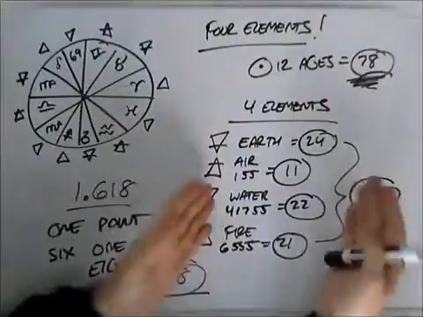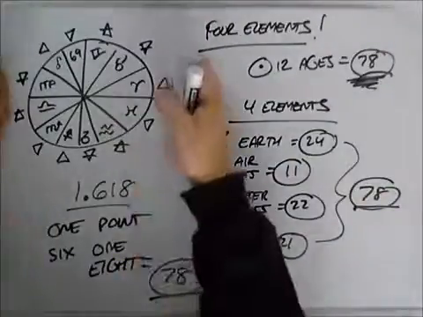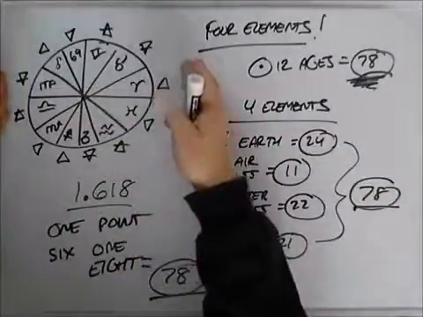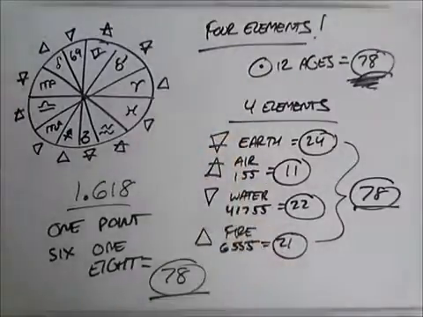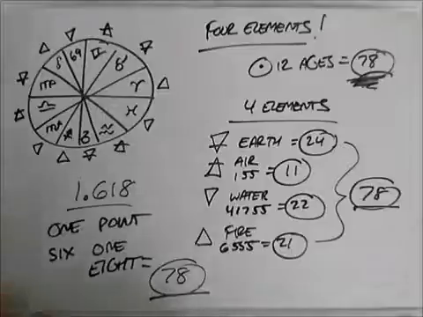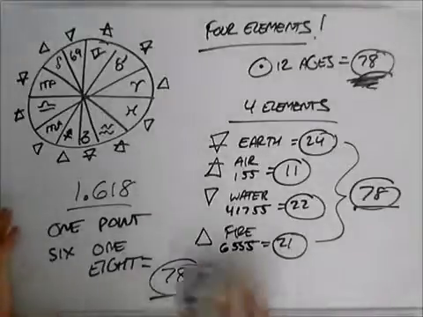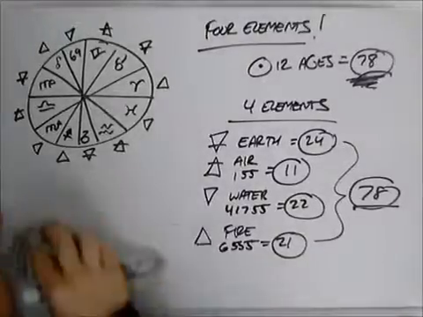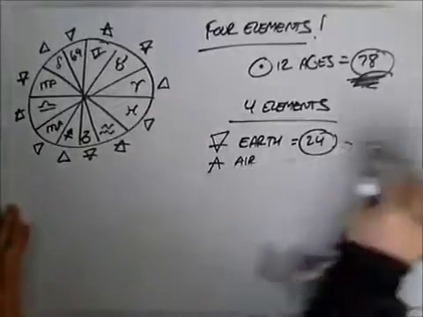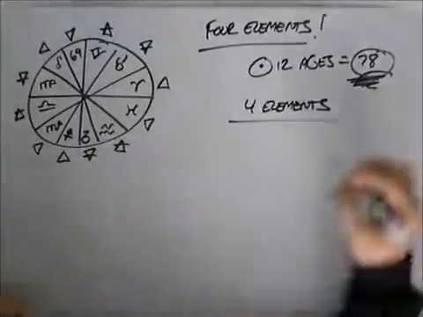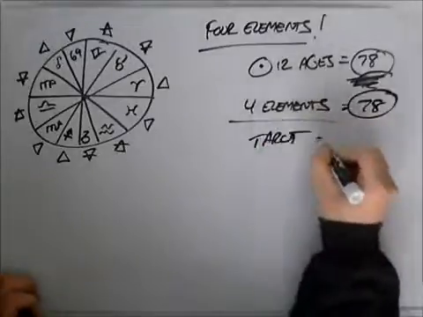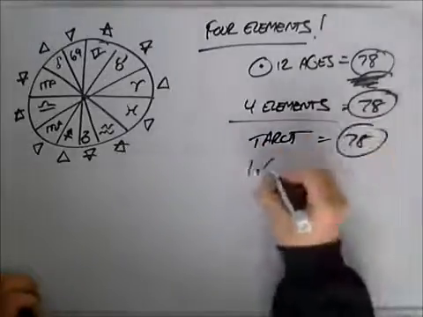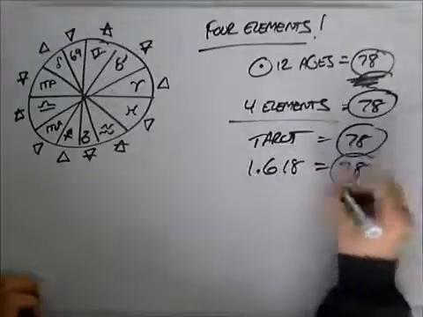The substantiation of matter that created you, 1.618 that created you, the creation. You're made from stardust. And that's what this is referencing. Stars. It's all telling you about essentially you. Now, why is this 78 important? So we have the four elements equaling 78. We have the tarot deck equaling 78. We have 1.618 equaling 78.